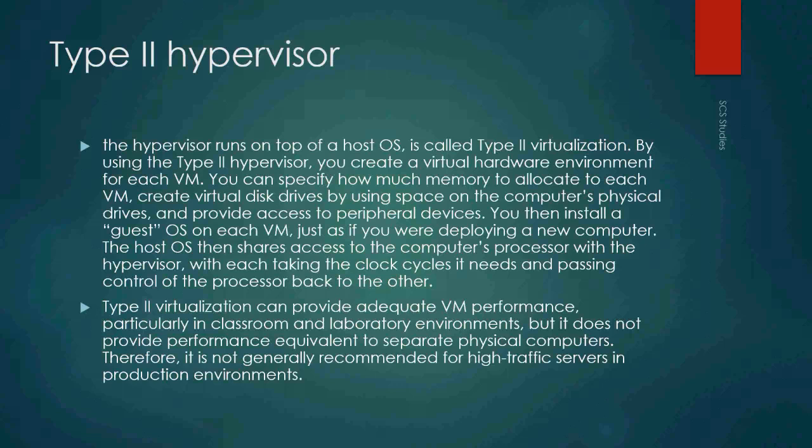By using the type 2 hypervisor, you can create a virtual hardware environment for each VM. You can specify how much memory to allocate to each VM, create virtual disk drives by using separate physical drives on the computer, and provide access to particular devices. You then install a guest operating system on the VM, just as if you were deploying a new computer. So guest-based deployment is just like installing a new operating system on a computer.